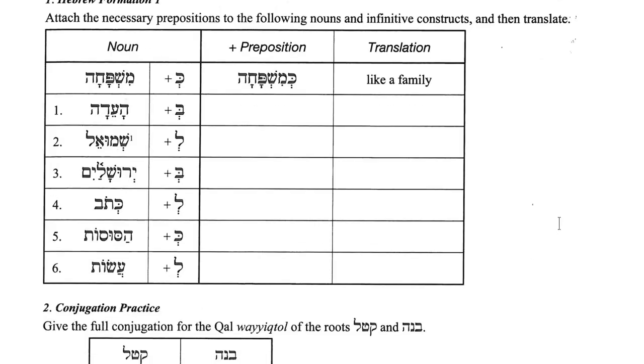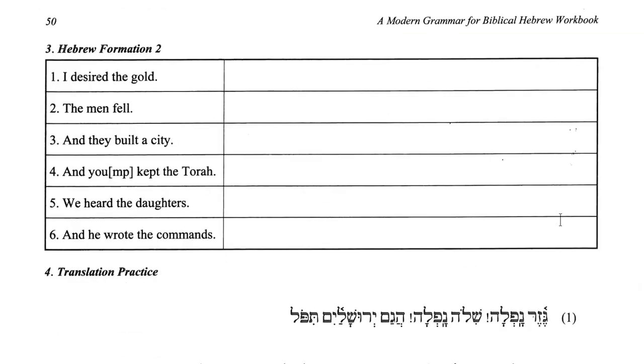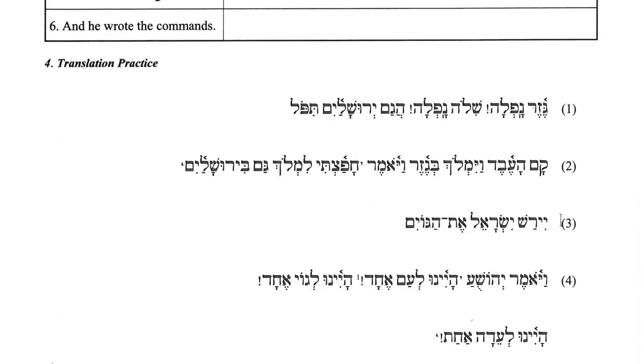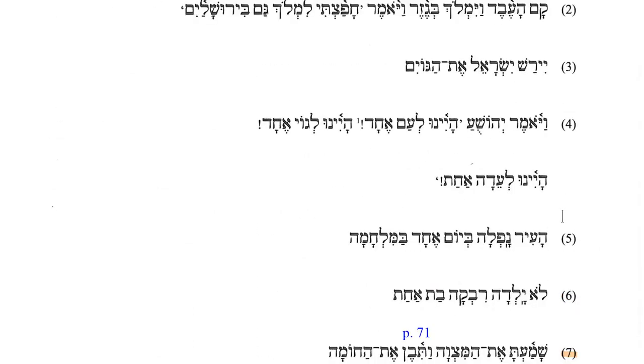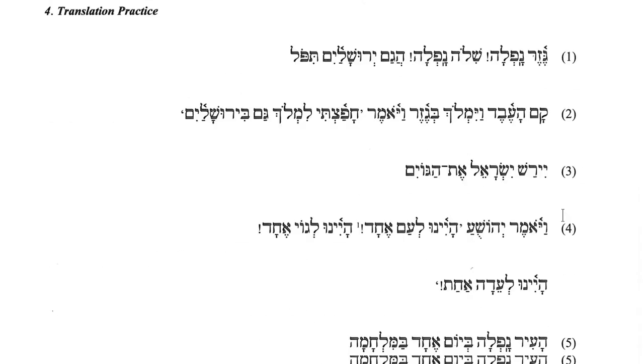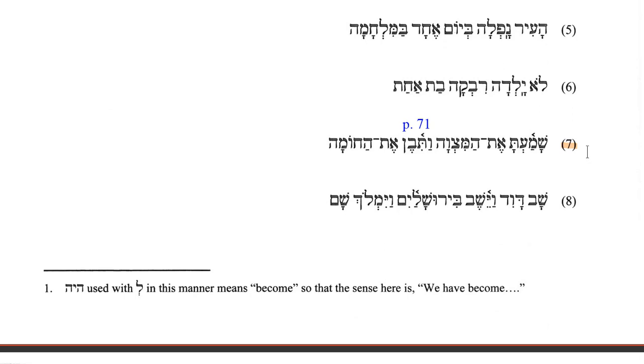Let's move on to chapter 11, workbook exercises, and we are going to come over here to the translation practice, and we'll start on page 50. We'll look at number 7 on page 50. So we have: Shamata et ha-mitzvah wativen et ha-choma.